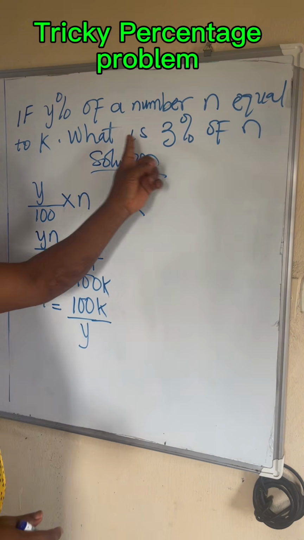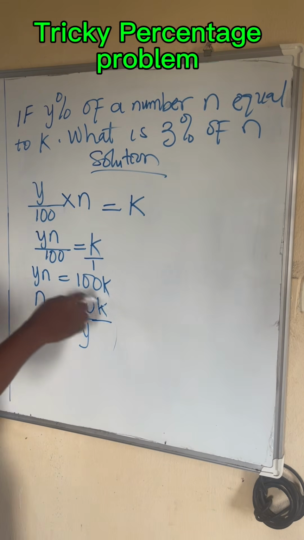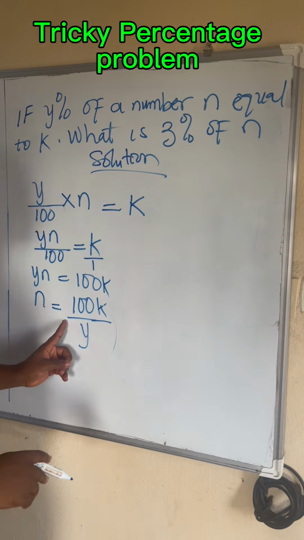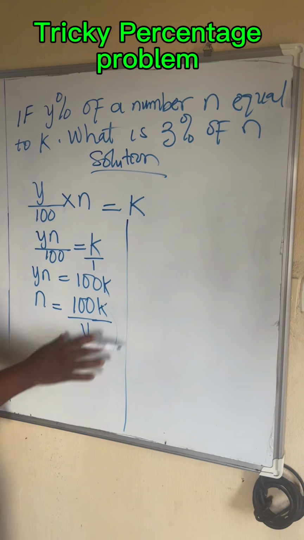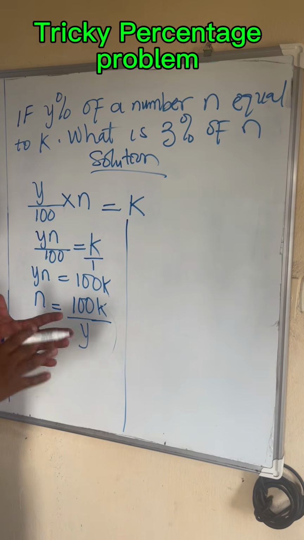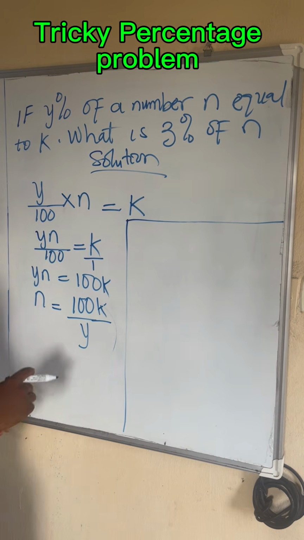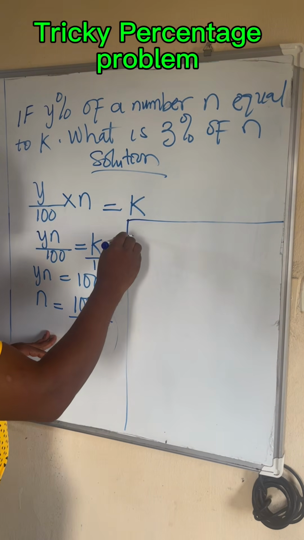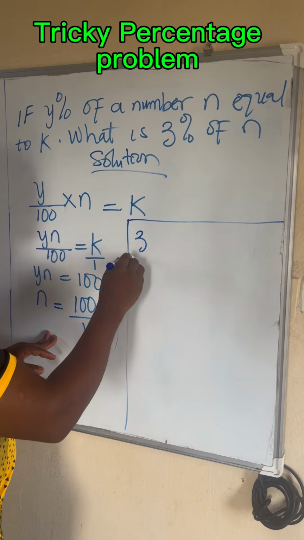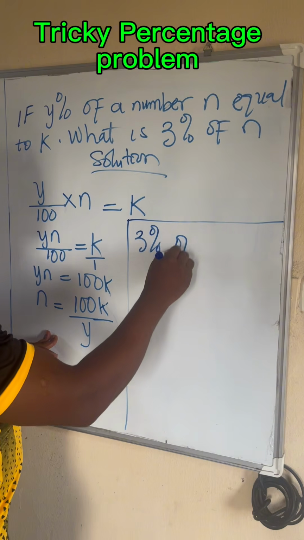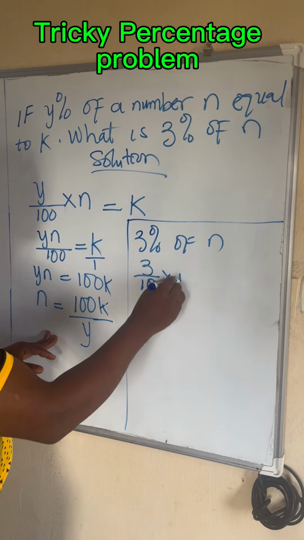Now the question says, what is 3% of n? The whole of this is n. So what is 3% of n? N is 100k over y. So 3% of n is 3 over 100 times n.